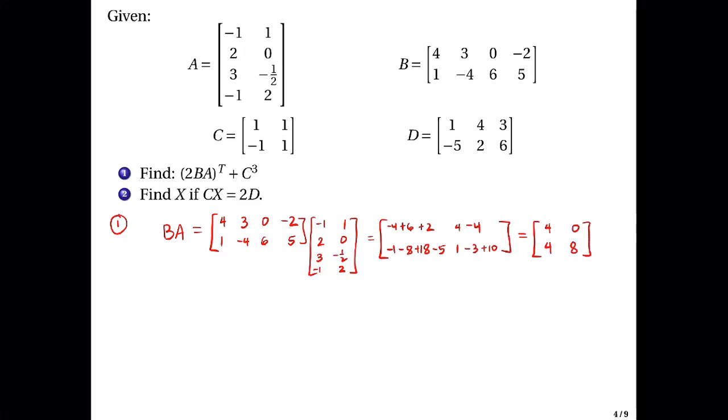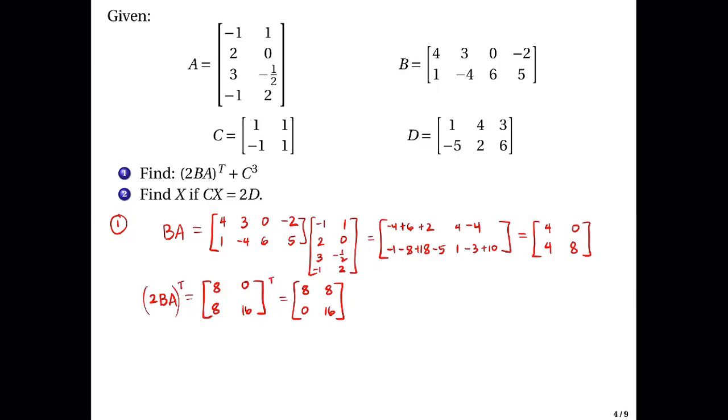So let us now get 2 times BA. Okay? So we have 2BA. This is simply 8, 8, 0, 16. Correct? And therefore, if we get the transpose of this, we need the transpose of this. This will become 8, 8, 0, 16. So this is to be a transpose.